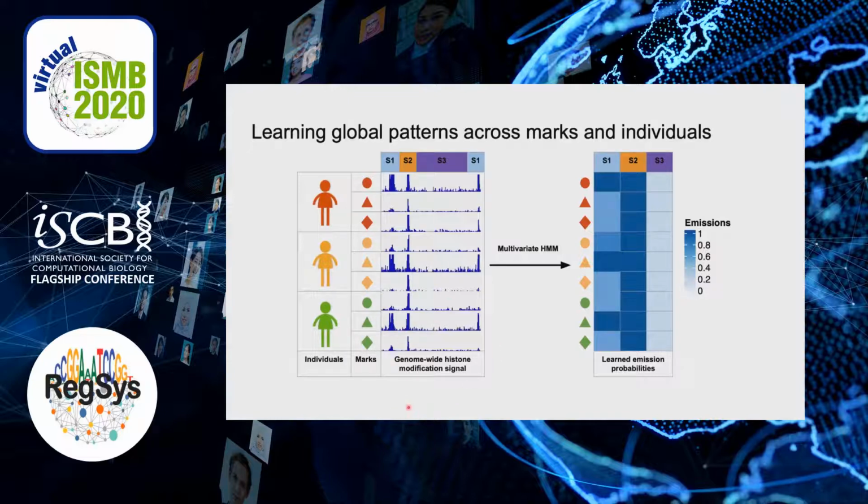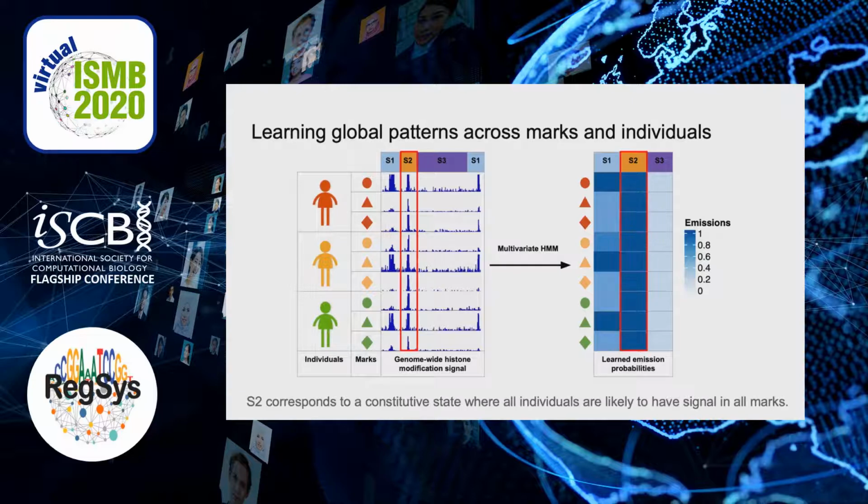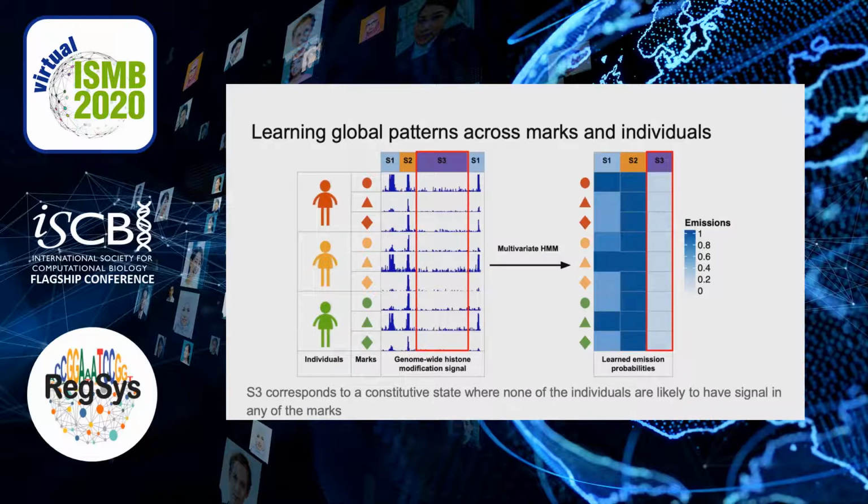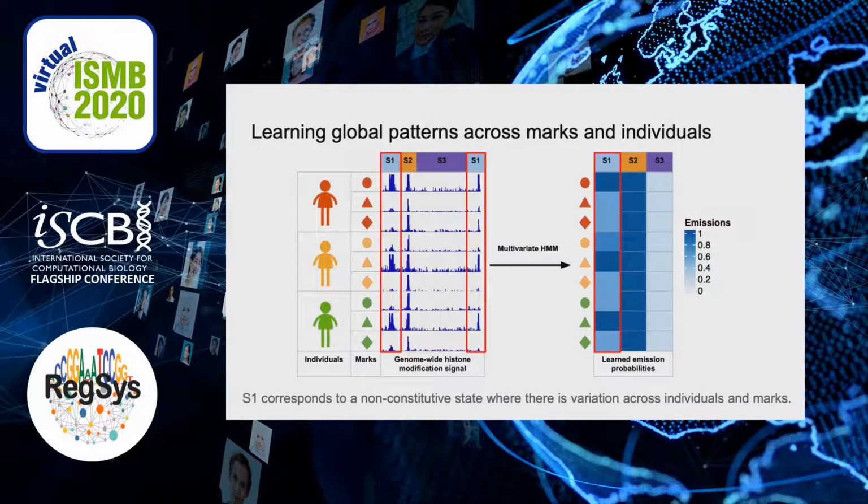In this framework, each hidden state is a global pattern across both marks and individuals, and each cell of the emission matrix corresponds to the probability of observing a mark in a specific individual given the hidden state. For instance, S2 corresponds to a constitutive state where all individuals are likely to have signal in all marks, so the emission probabilities for S2 are all high. S3 corresponds to a constitutive state where none of the individuals are likely to have signal in any of the marks, so the emission probabilities for S3 are all low. In practice, we're more interested in the non-constitutive states where signal is different across individuals. In this toy example, S1 has a pattern of variation across individuals and marks that is learned in the emission probabilities.